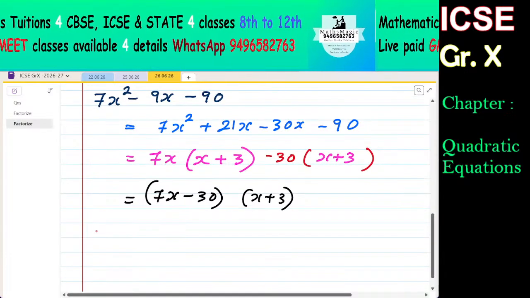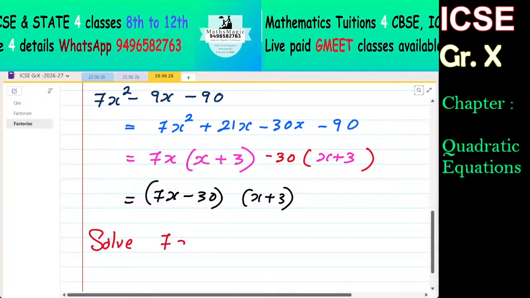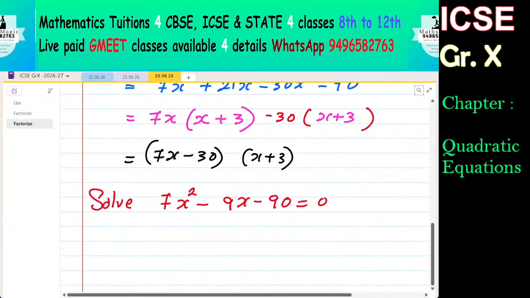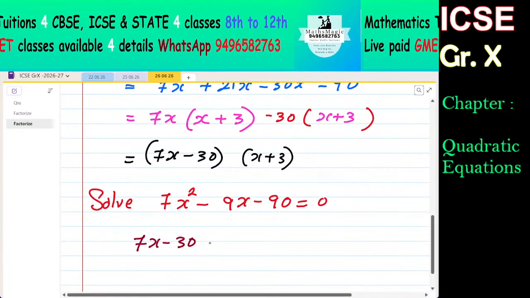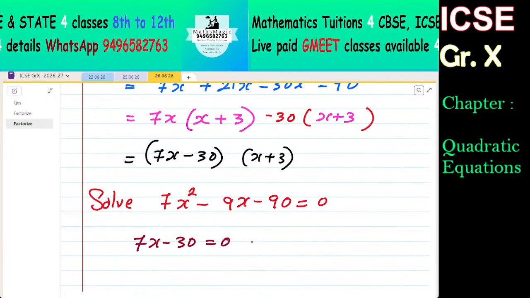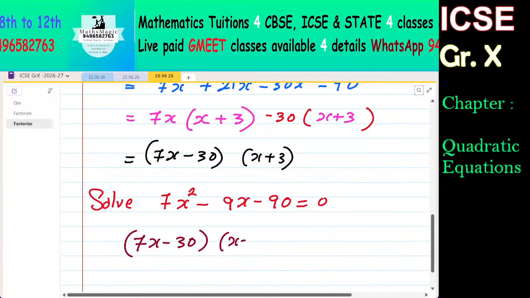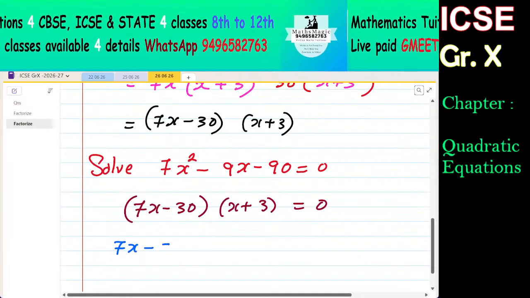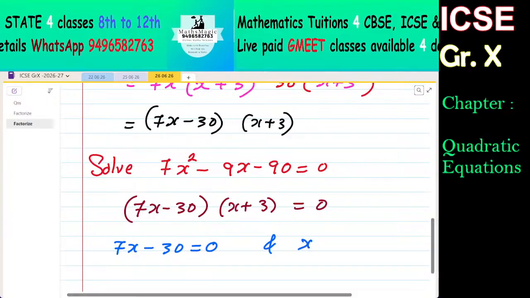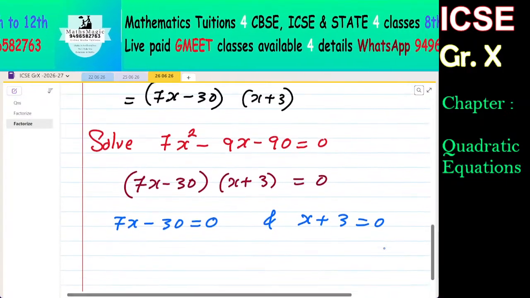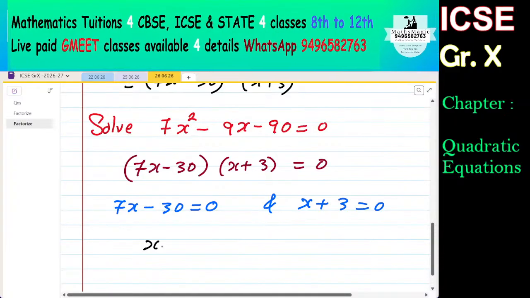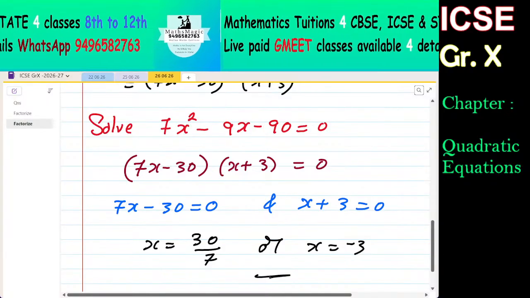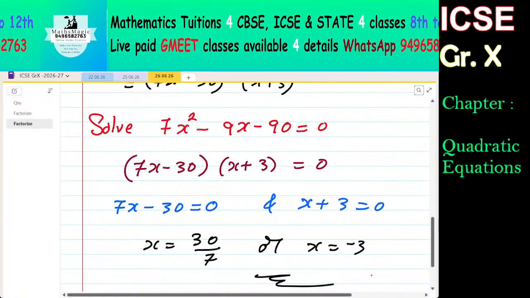Now, if the question is solve 7x squared minus 9x minus 90 equal to 0, you will get 7x minus 30 into x plus 3 equals 0, and that will give you these two things. 7x minus 30 equals 0 or x plus 3 equals 0, which will give the values of x as 30 by 7 or x as negative 3. Hope you have understood this. Now move to the next question.